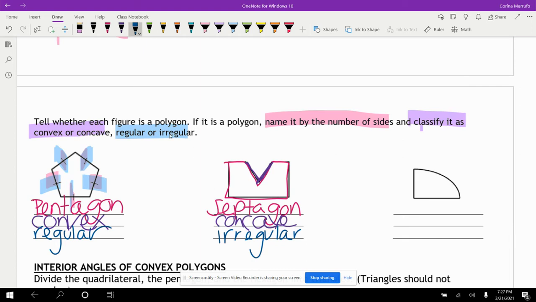So we look at the next one, and this one, if you see how this side right here is curved, because it's curved, this is not a polygon.